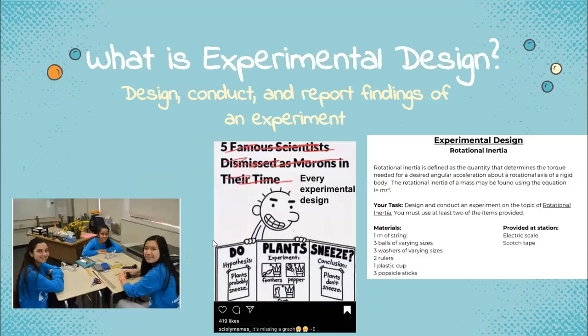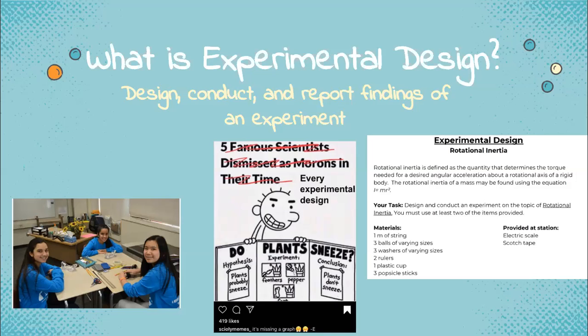All right, so experimental design is explained really well in this meme Maria sent me yesterday. Basically, you have to design, conduct, and report findings of an experiment, like the meme says. They give you a task that says, like, do plants sneeze? Then you have to come up with a hypothesis, independent and dependent variables, all that stuff. For this one, it says plants probably sneeze. Then you need to use at least 2 items that the supervisor provides. For example, here it uses feathers and pepper. So that's to run the experiment.